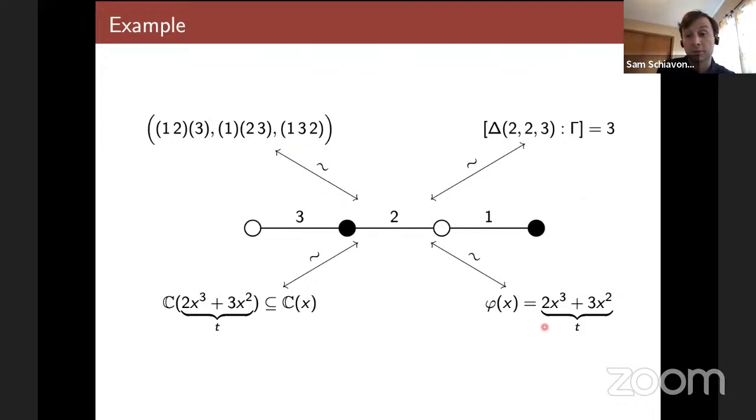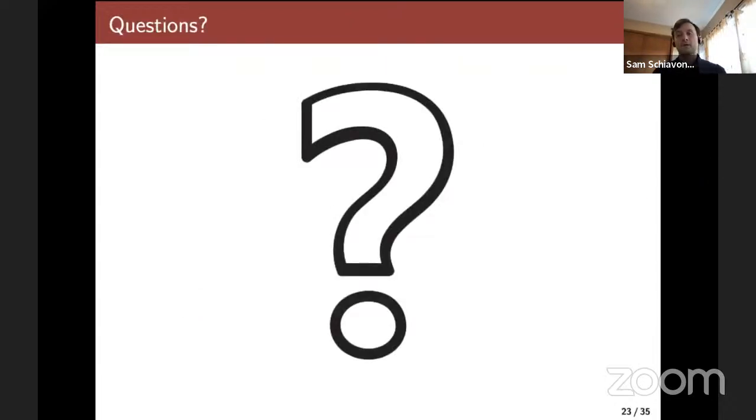So this is a degree 3 Belyi map, and correspondingly we get a triangle subgroup of index 3 in the triangle group Delta(2, 2, 3). And lastly, the extension of function fields. If we call this polynomial t, then the field of rational functions in t is contained in the field of rational functions in x, and this is an index 3 subfield.